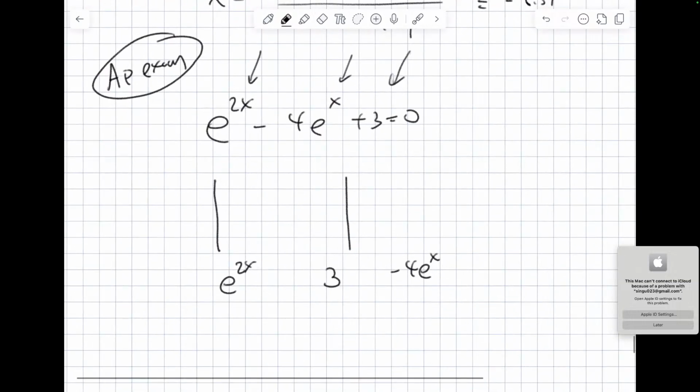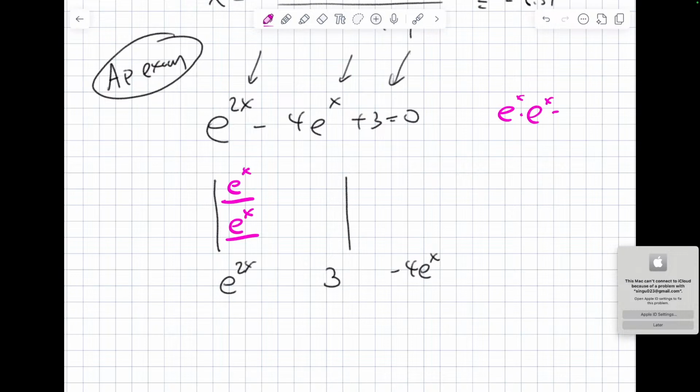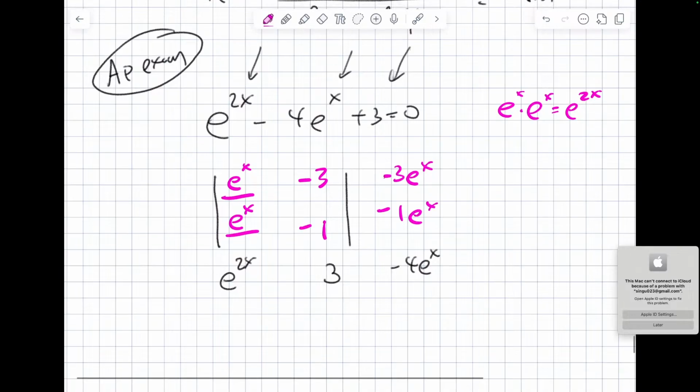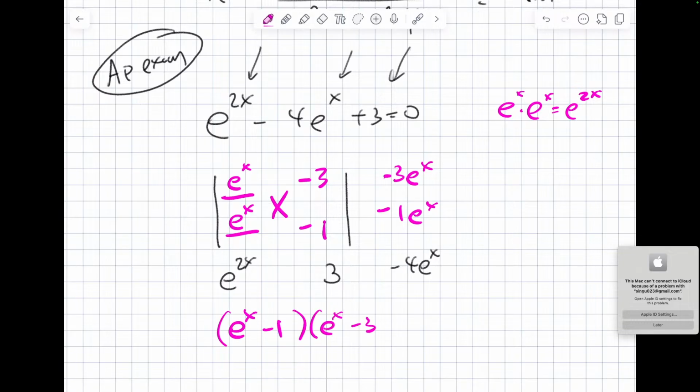So here I can actually illustrate this. This is just two things times each other. What are those two things supposed to be? e to the what? x, right? What's e to the x times e to the x? Yeah. And this is 3 and this is 1, right? So 3 and 1 times e to the x, and they both need to be negative. And guess what? It'll be e to the x minus 1 times e to the x minus 3.